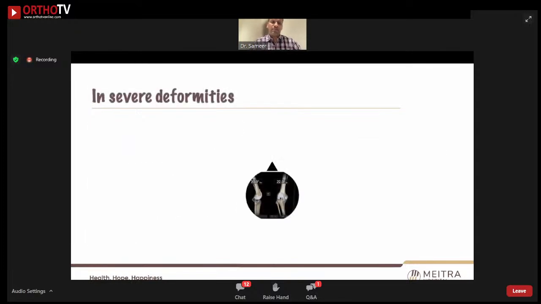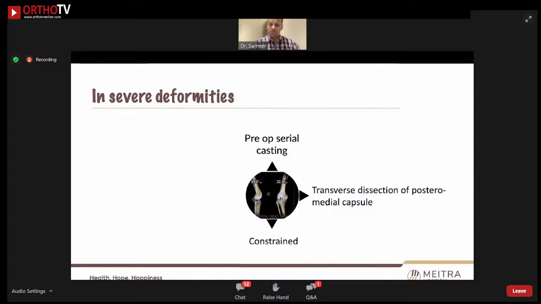But in severe deformities, you might have to consider preoperative serial casting, or even, as Insall suggested, transverse division of the posteromedial capsule. And sometimes, very rarely, if you want to balance it, constrained implants might be required, or postoperative splinting should also be used.